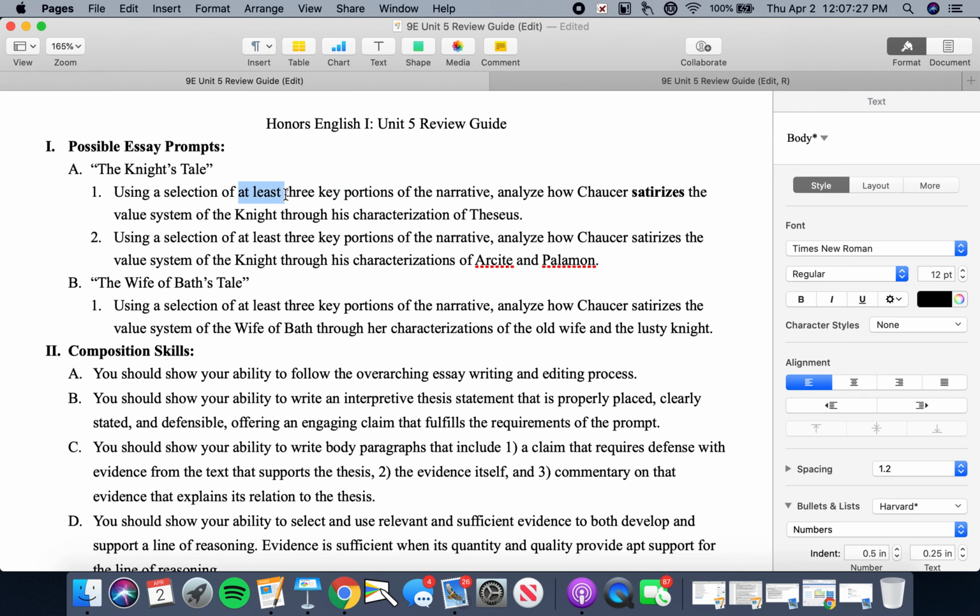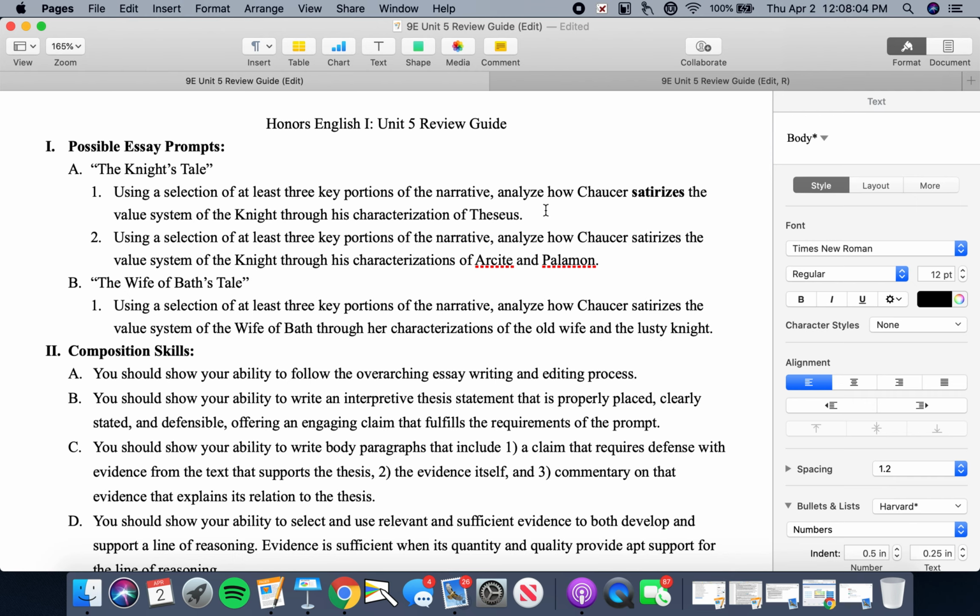this language implies that you could certainly use more than 3 key portions, and you might even need more. It just depends on what your thesis is. It depends on what you are saying, right? That's going to affect radically the extent to which you need to rely on textual evidence and what kind of textual evidence you'll need in order to support your interpretive assertion. Okay, so this is not a one-size-fits-all kind of essay. It all depends on the kind of claim that you're making in your thesis.